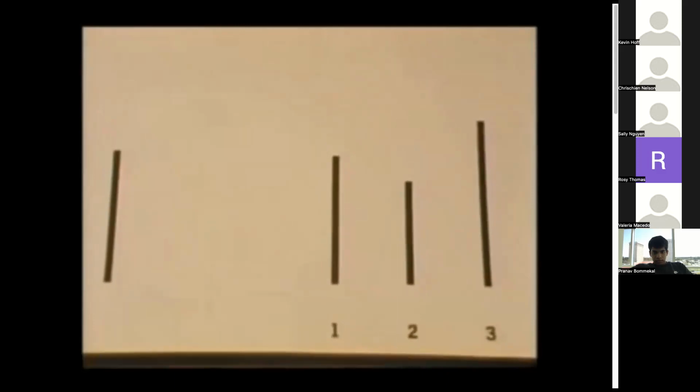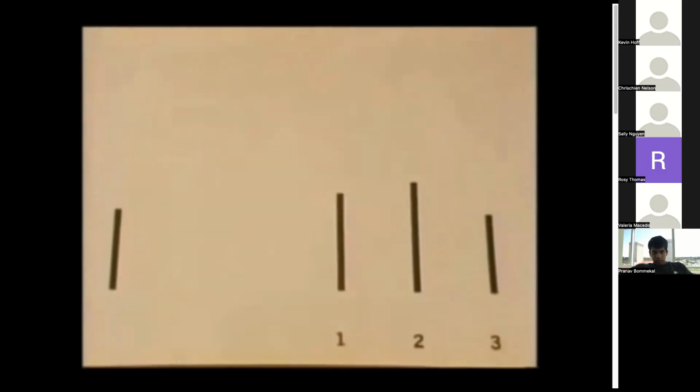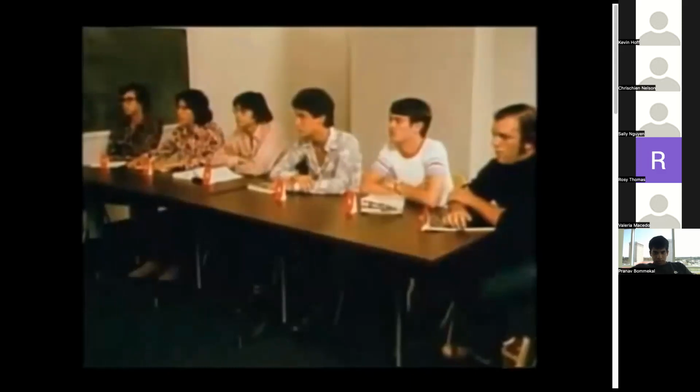As you can see here, I have a number of cards, and on each card there are several lines. Your task is a very simple one. You're to look at the line on the left and determine which of the 3 lines on the right is equal to it in length. All right, we'll proceed in this order.